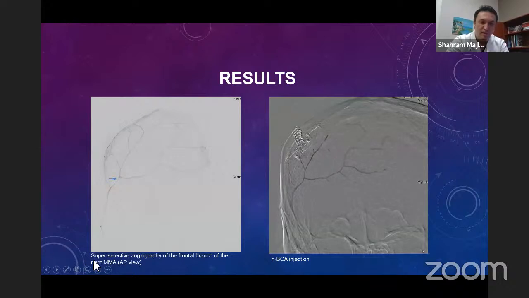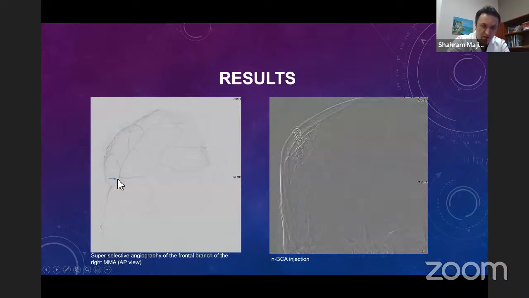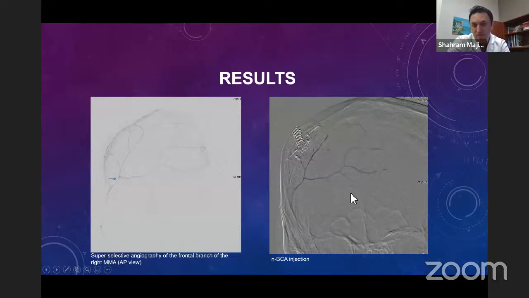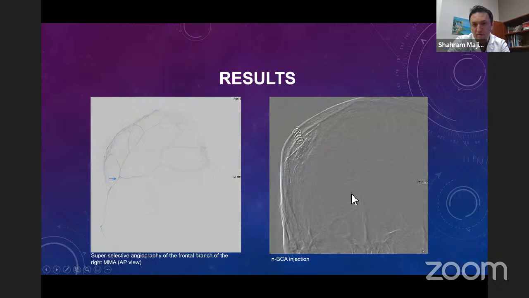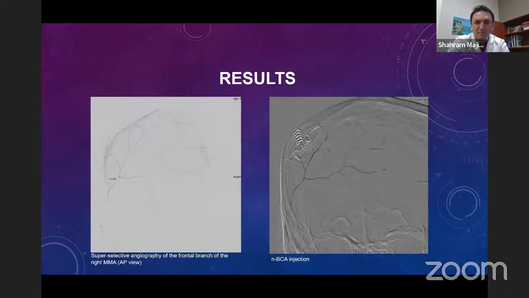Another example, super selective angiographic run of the frontal branch of the middle meningeal artery. Again, the arrow is showing the tip of the microcatheter way higher than any dangerous anastomosis. And on the right side, you see the actual glue injection taking the total dismantle of the MMA membrane, the subdural membrane.